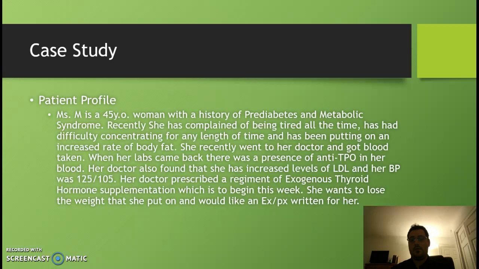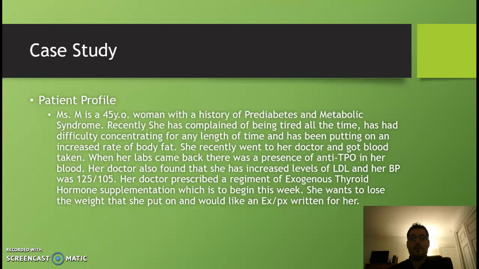So now we have our case study. Our case study today, our patient is Miss M. She is a 45-year-old woman with a history of prediabetes and metabolic syndrome. Recently, she has complained of being tired all the time, has had difficulty concentrating for any length of time, and has been putting on an increased rate of body fat.